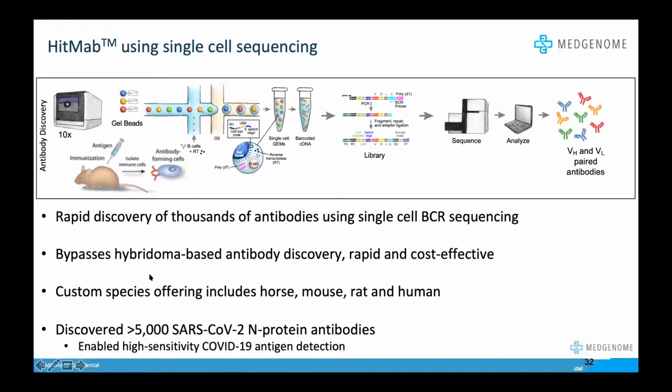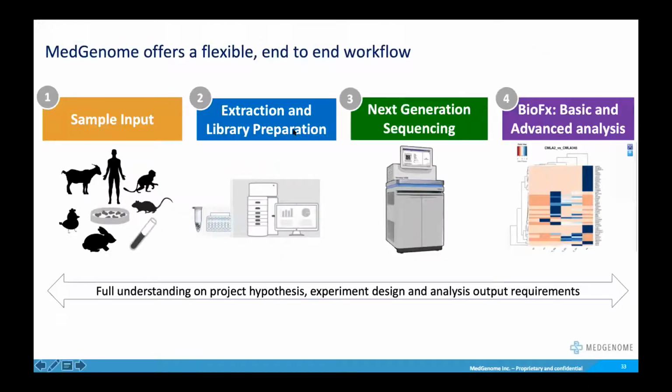And this has a very relevant application. We've recently been able to use this platform to identify over 5,000 SARS-CoV-2 N protein antibodies, and we've tested and validated many of these antibodies, and we've now created a solution for identifying COVID-19 antigens with high sensitivity. So just to summarize, for your TCR or BCR profiling requirements, MedGenome can provide an end-to-end workflow, beginning from sample all the way through advanced bioinformatics analyses.